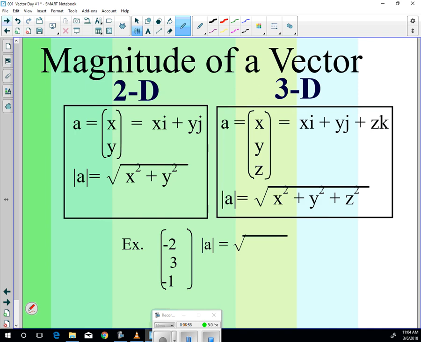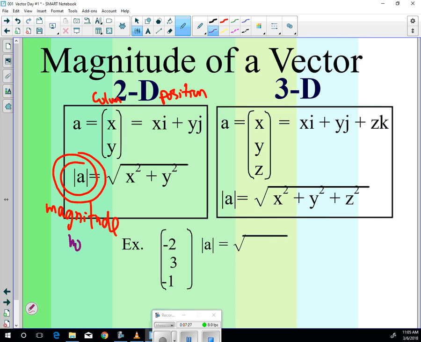The magnitude is what the length of the body is. And if you have it in column form or position vector form, all you have to do is take the square root of x squared plus y squared, Pythagorean theorem, and you'll get the length. But here's the part I want you to circle in your notes. This means magnitude, not absolute value. I guess it's a double negative the way I did that, but you know what I mean.